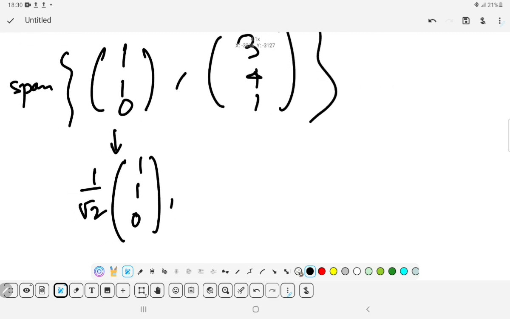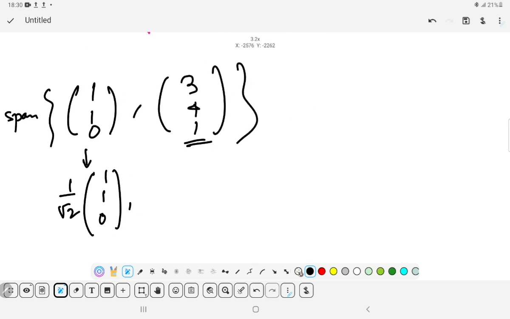Now I need to convert the other vector. So what I will do is remove the component that is along this unit vector. So I will take the dot product. This is vector B and this is vector A. So I will do the dot product, B dot A times A. So I'll basically do this.